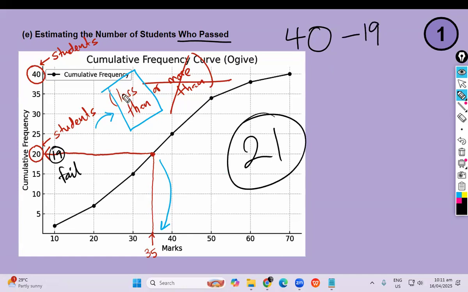So whenever it's a more than question, you just have to subtract from the total, because technically this is a more than question. To pass, you need to get more than 35.